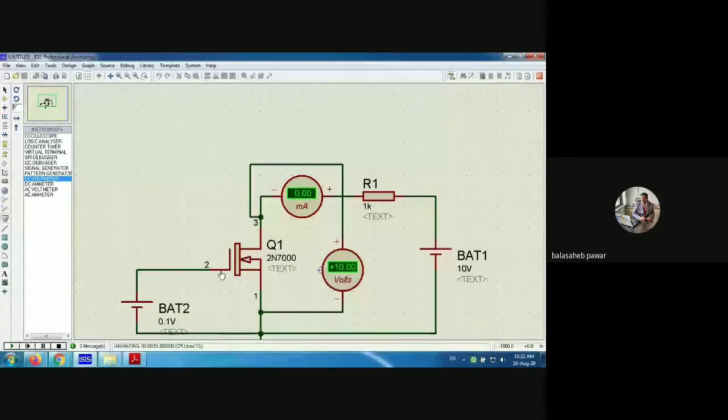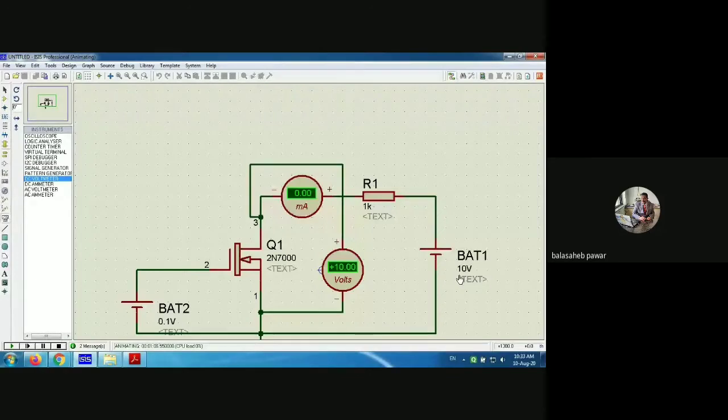As it is acting as an open switch, the voltage measured across the open switch is how much? That is equal to the applied voltage. And how much is the applied voltage across drain to source? That is VDD, which is 10 volts. Are you getting it now? Yes, sir.